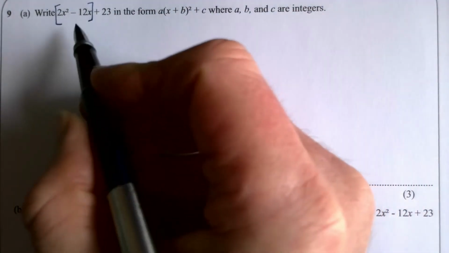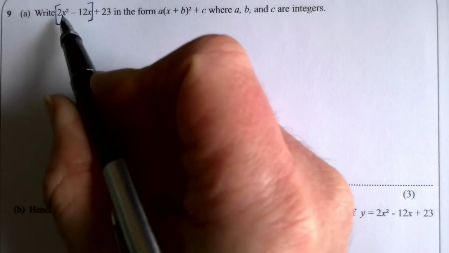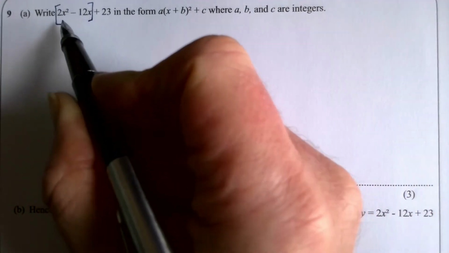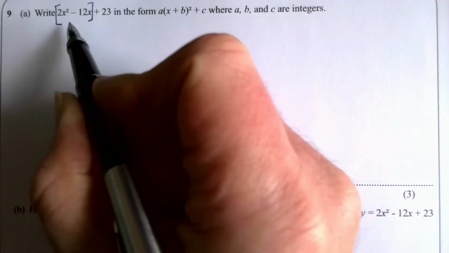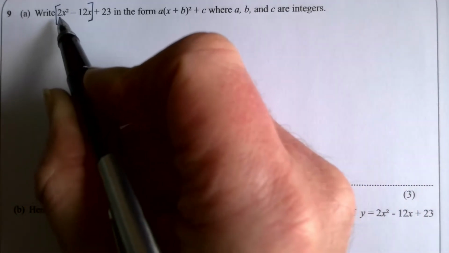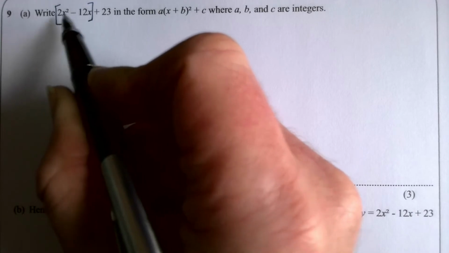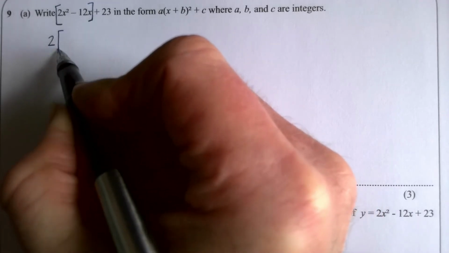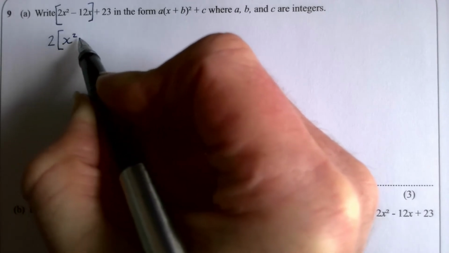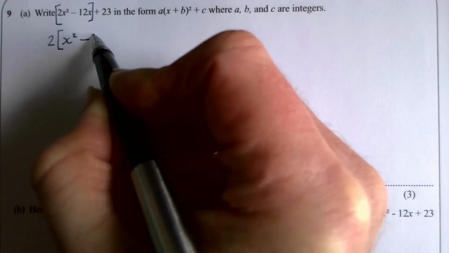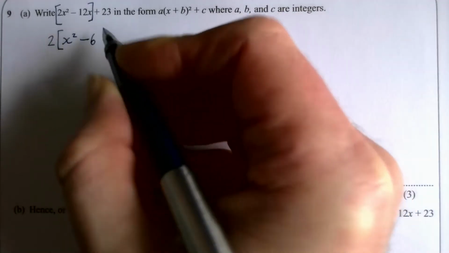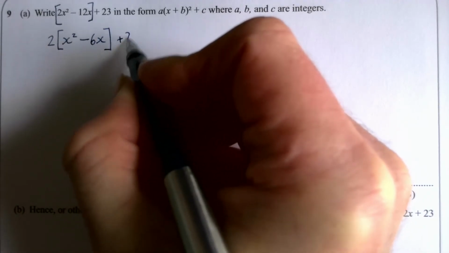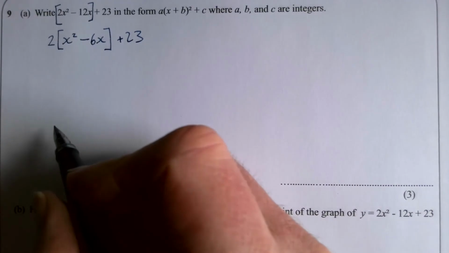and then I want to get rid of that 2. You see how they've got a number in front of there? Well, that is going to be that 2. You know that a is going to be 2 because it's there. So we're going to take a factor of 2 out of this square bracket. Just factorize that. 6 2's are 12, so that's minus 6x, and then plus 23.